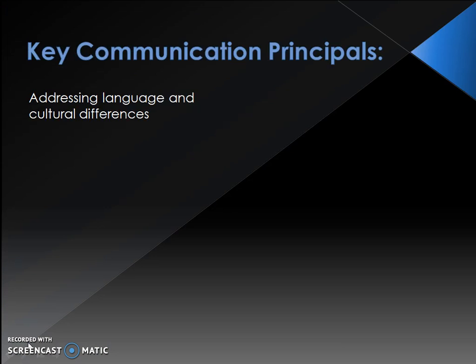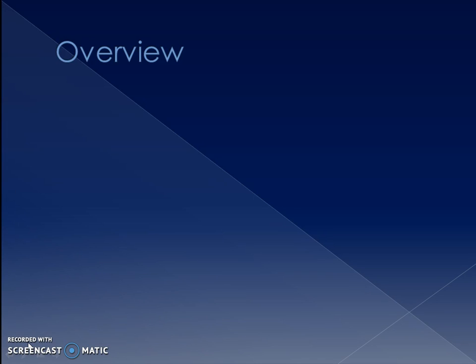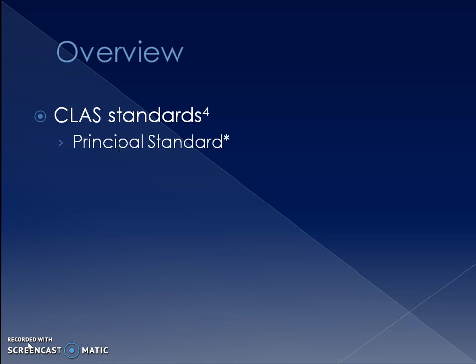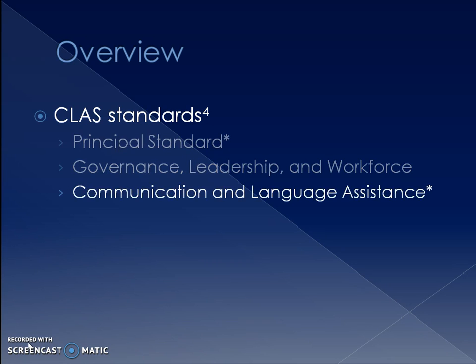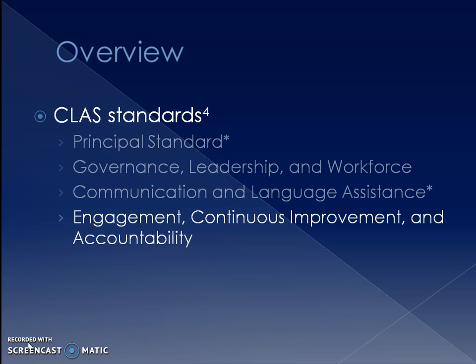Let's talk about some key communication principles. First, with addressing language and cultural differences. So here is a brief overview of some national policies. The CLAS standards are national health standards for culturally and linguistically appropriate services in healthcare. The standards are broken up into four main categories. The first is the principal standard. Then we have governance, leadership, and workforce standards. Communication and language assistance standards. And then engagement, continuous improvement, and accountability.